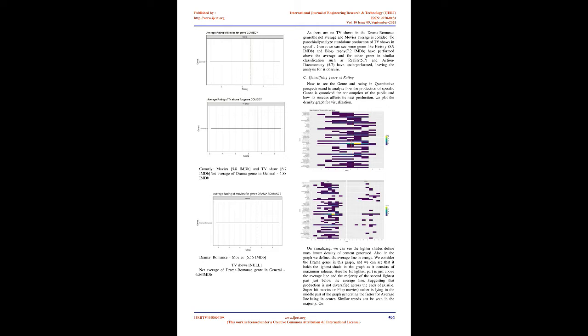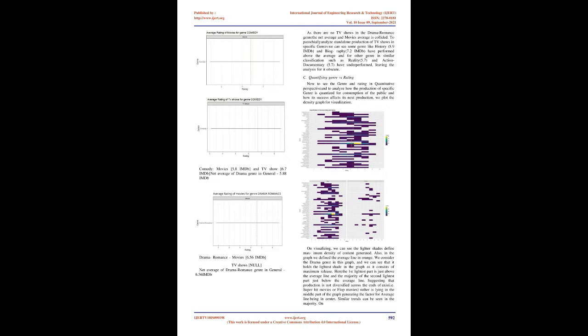To parochially analyze standalone production of TV shows in specific genres, we can see some genres like history, 8.9 IMDb, and biography, 7.2 IMDb, have performed above the average, and other genres in similar classifications such as reality, 5.7, and action documentary, 5.7, have underperformed, leaving the analysis for it obscure.